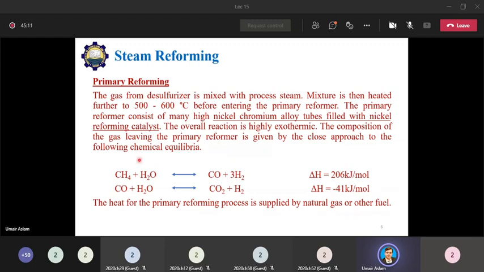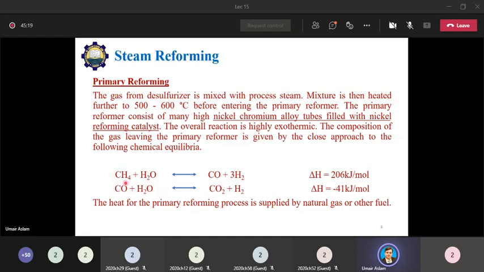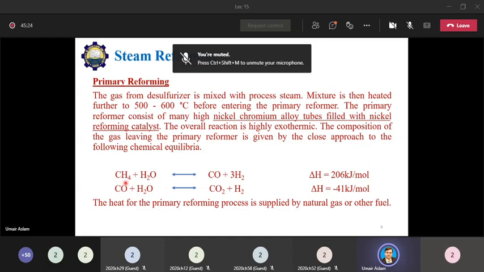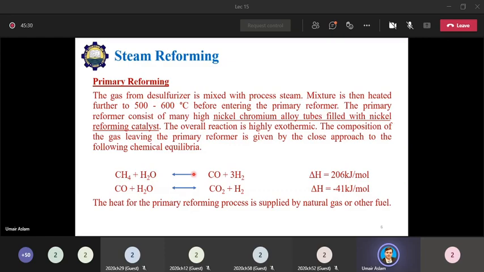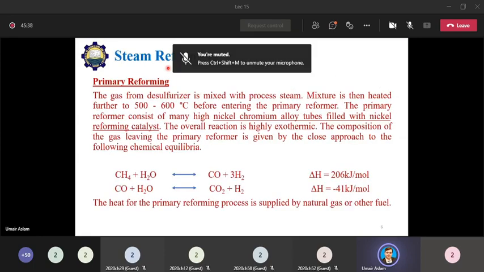So whatever amount of methane we are entering, up to 85% of methane is converted into CO2 and hydrogen in the primary reformer, while the remaining 15% of methane is converted into CO2 and H2 in the secondary reformer because of equilibrium limitations.